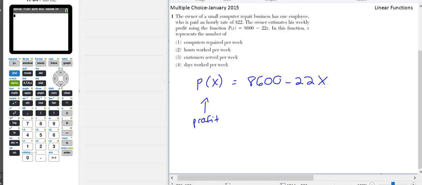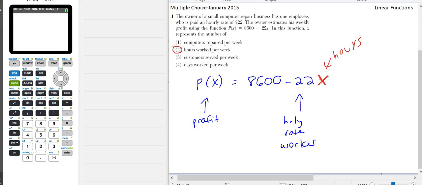And we're told in the question also that the employee, this one worker, is paid $22 an hour. So this is the hourly rate for the worker. And we want to know what is x. Whatever x is, it's being multiplied by this rate. This rate is $22 per hour. So x has to represent hours because the employee gets $22 for every hour. So x represents the hours he works. Let's say he works 10 hours, then he gets $220. So the answer is choice 2.